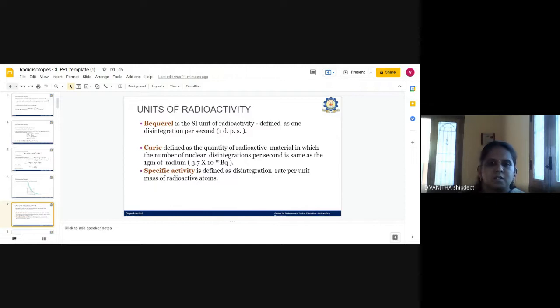Here another thing is the specific activity. The specific activity is defined as the disintegration rate per unit mass of radioactive atoms. So how much disintegration takes place per unit mass of those radioactive atoms? That is explained by specific activity.